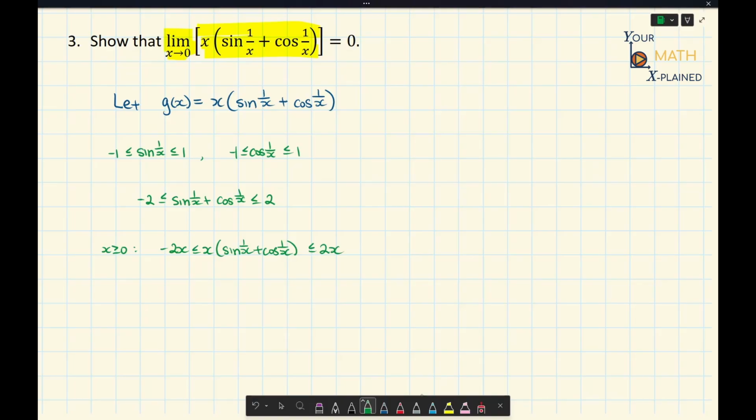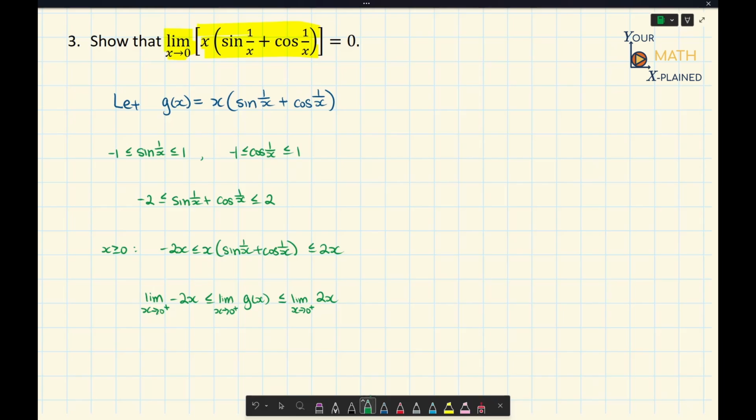So this means that if we want to take the limit as x approaches 0, and because x is greater than or equal to 0, we're approaching from the right-hand side. So this is going to be the limit as x approaches 0 from the right-hand side of -2x is less than or equal to the limit as x approaches 0 from the right-hand side of our function g of x, which is less than or equal to the limit as x approaches 0 from the right-hand side of our upper bound, which is +2x. And we can see that we can go ahead and use direct substitution here and here.